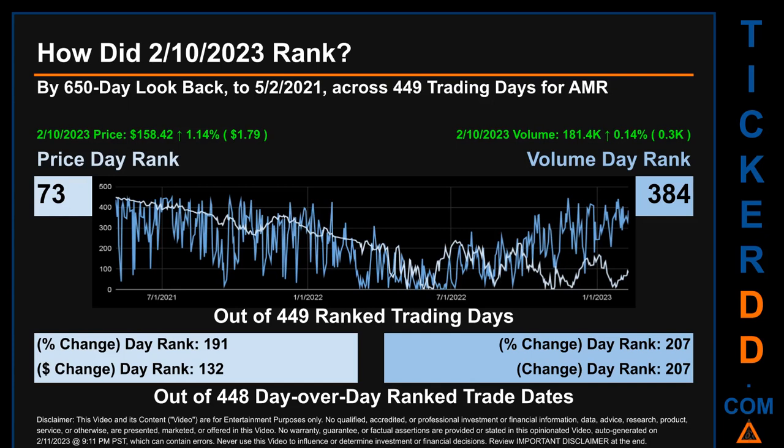The price's day over day percentage change, jumping 1.14% on the 10th of February 2023, had a day rank of 191 while its dollar difference of $1.79 had a rank of 132 when compared day over day across 448 trading days. Volume's percentage change and difference were ranked respectively at 207 and 207.